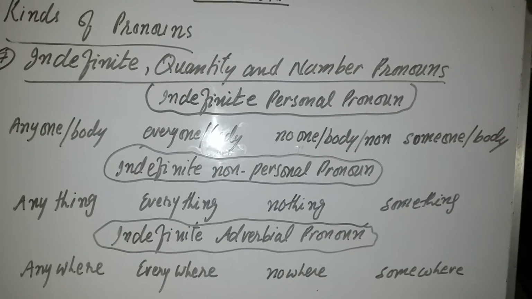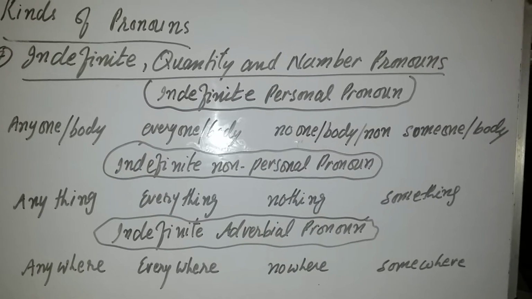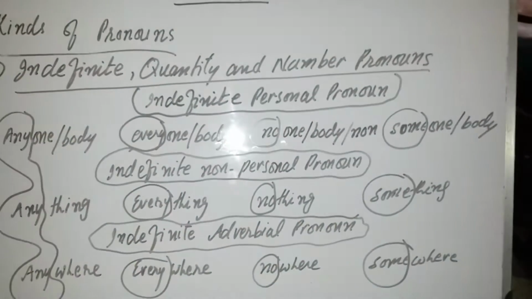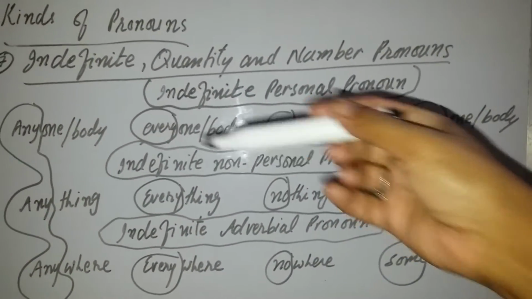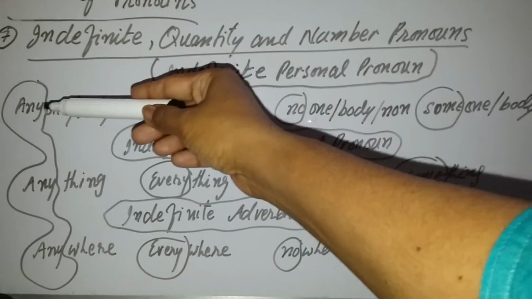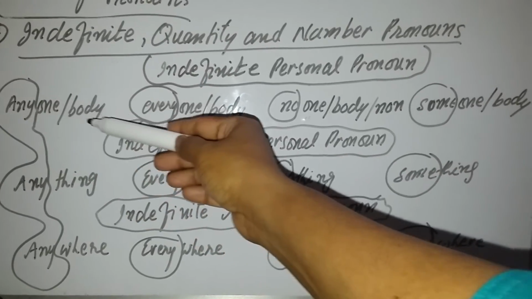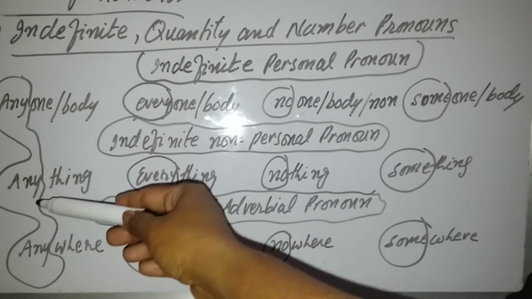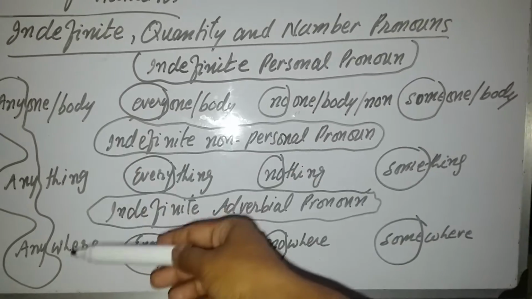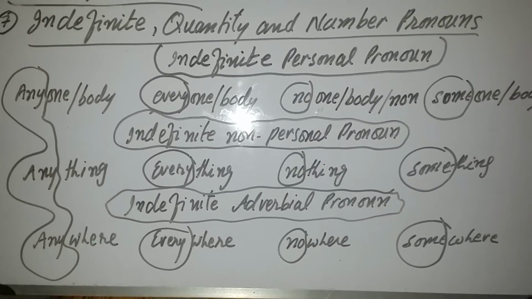Now I am going to give you some examples as well, so you can understand the use of all these compound indefinite pronouns. Look at all these indefinite pronouns. Why are they called compound indefinite pronouns? Because they are made of two words. Look at these words. Any. After any we will use body or one. After any we will use thing. After any we will use where. That's why they are called compound indefinite pronouns, because they are made of two words.